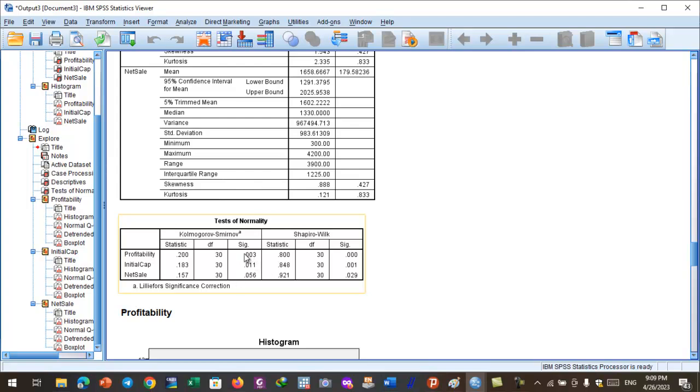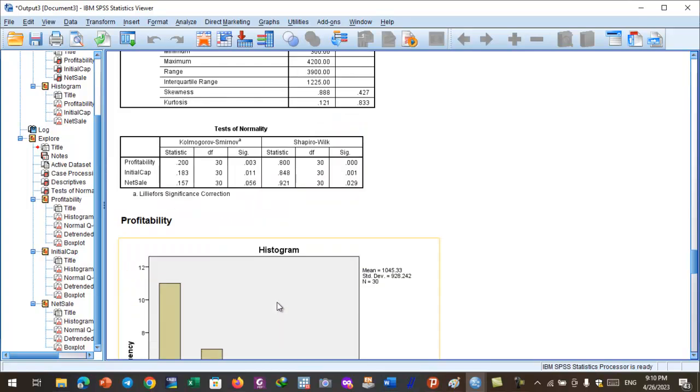And the null hypothesis of the test of normality is that the data is normally distributed. And here, the p-value less than 0.1 indicates that our data are not normally distributed. The data in the profitability and in the initial capital are not normally distributed. The same thing is true here. It is less than 0.1. Okay, all of them are less than 0.05. And it seems that the data is not normally distributed.